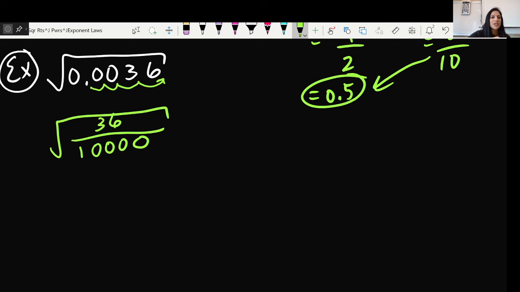And then we can take the square root of them separately, which we haven't really done before with so many zeros. But what's the square root of 36? That one we all know. We know that we have 6 at the top.